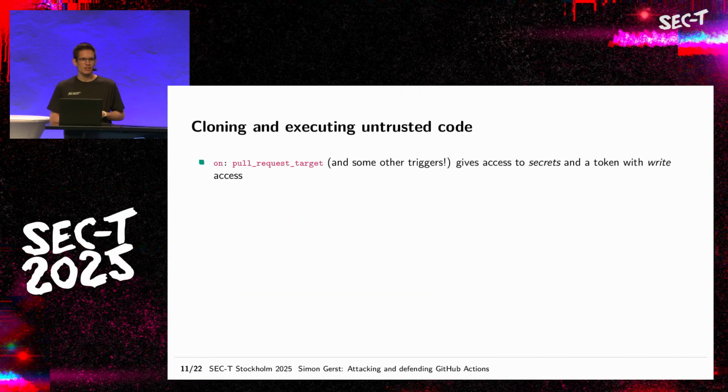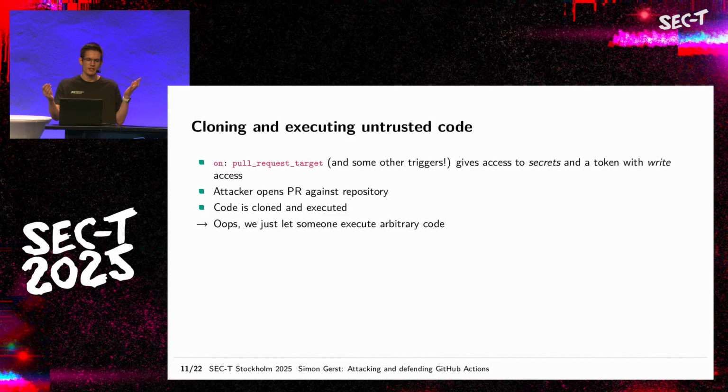In some cases, you have to use this dangerous pull request target trigger. And this trigger gives access to secrets, and it gives access to a token with write permissions. So you could change the source code in the repository. And then an attacker can open a pull request against the repository. Some code that the attacker controls is cloned and executed. And yeah, again, we just let someone execute arbitrary code while giving them access to all our secrets and giving them a token with write access.